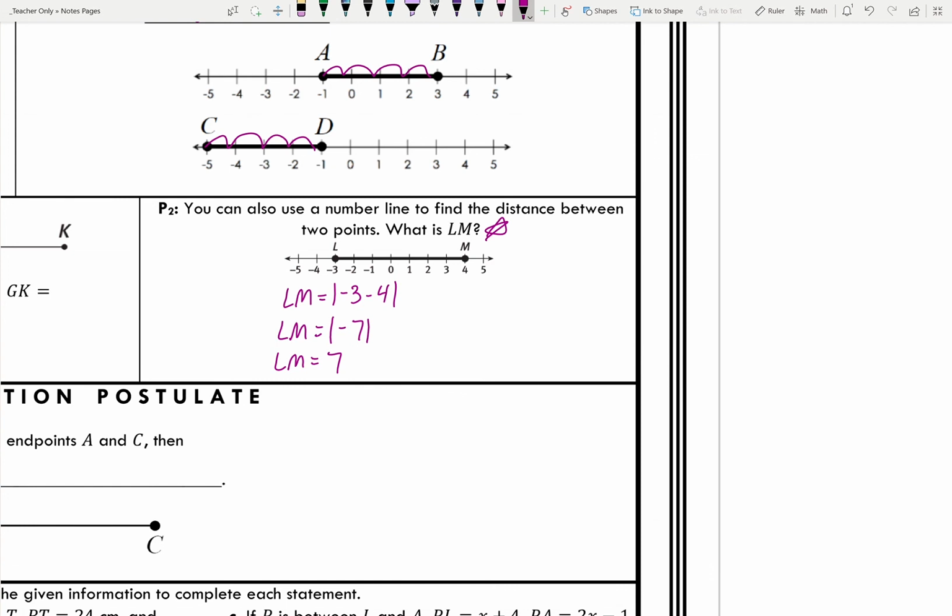You could have also subtracted M first instead of L first. That doesn't matter. I'm going to keep what I have here. It works out both ways, okay? And that's the end of our first part of the lesson 4.1 video.